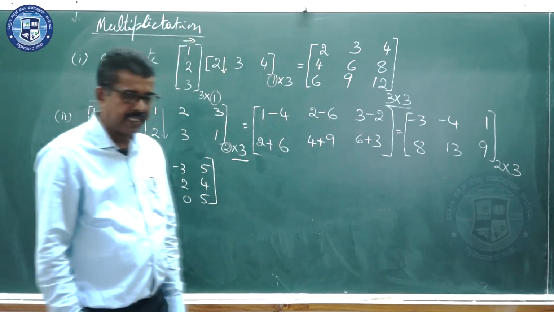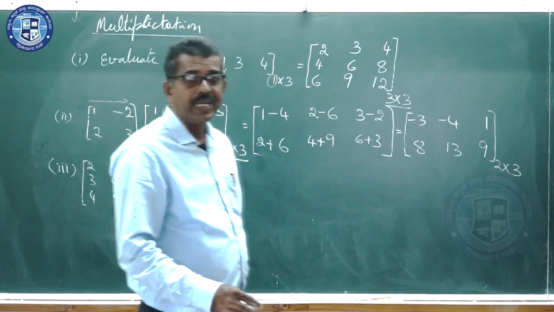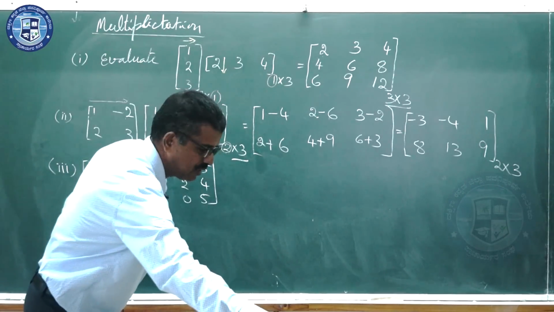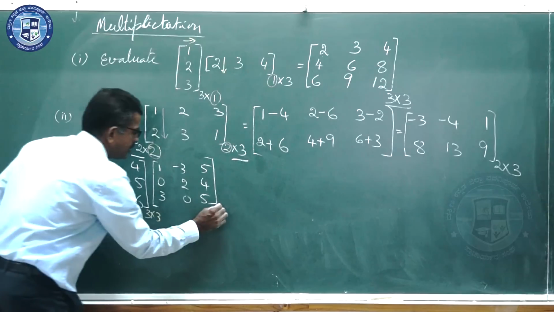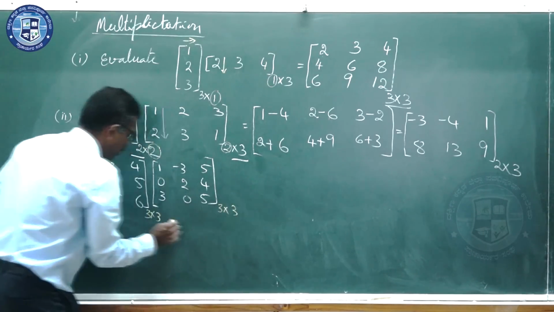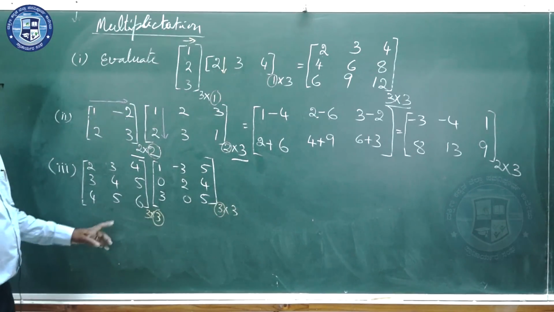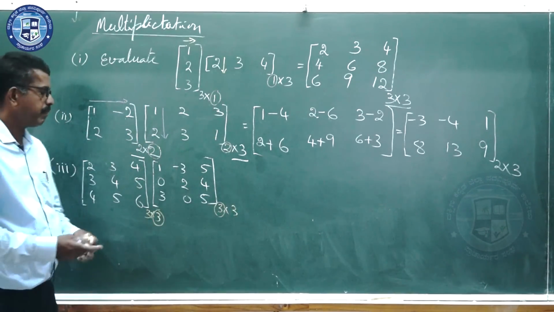We need to multiply them. Tell me how to multiply. Take the rows of the first matrix. What is the order? You can verify once again. The order of this is 3 cross 3. Order of this is 3 cross 3. The number of columns of the first matrix is equal to the number of rows of the second matrix. They are eligible. And the order of the resultant matrix is 3 cross 3.